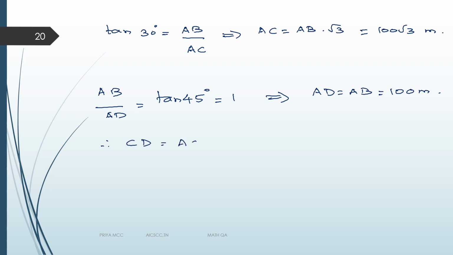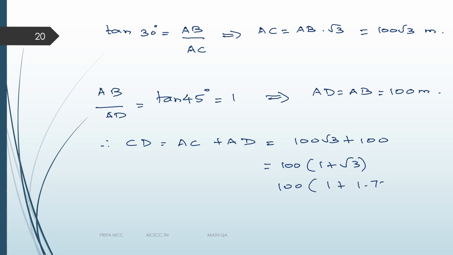Therefore, what's your CD? CD will be AC plus AD. What is that equal to? 100 root 3 plus 100, which is 100 into 1 plus root 3, which is 100 into 1 plus 1.73, which is 100 into 2.73, or 273 meters. So you are able to actually calculate the distance between two ships also. Not only how fast the ship will reach you, but we are able to find the distance between two ships also.